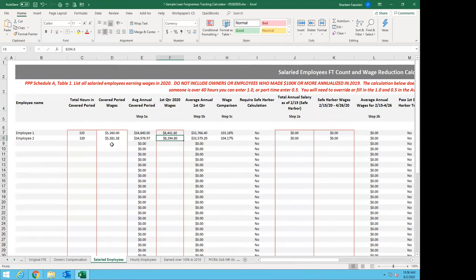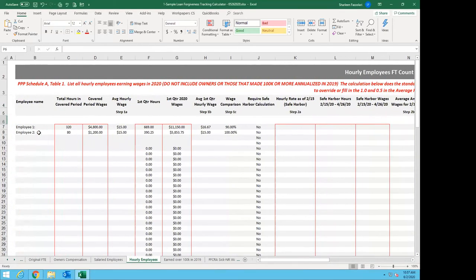So what this section does is it calculates the salaried employees' annual wages for the year. And then it compares it to their wages in the first quarter of 2020. And if they do not have a reduction of 75%, there's no further calculation other than the FTE calculation for them. If you would have somebody that would have a 75% reduction over the period, there are some safe harbors that you can do. We'll look at that a little bit closer in the hourly employees because there's more detail on that one. So then we'll flip over to the hourly employees.